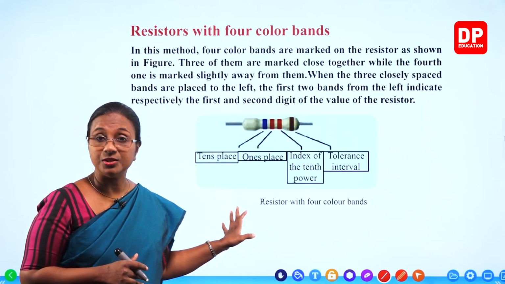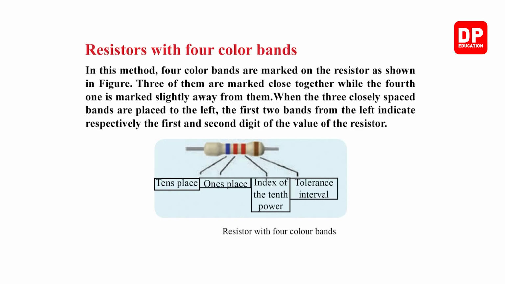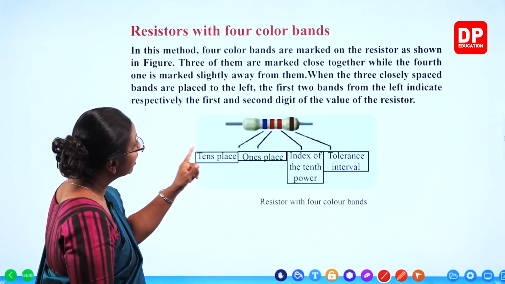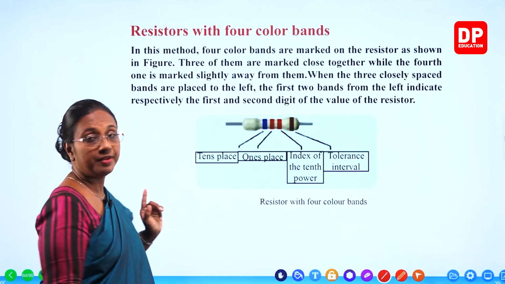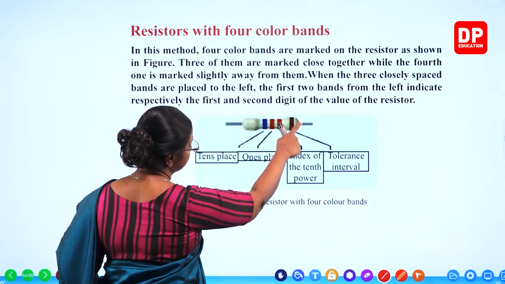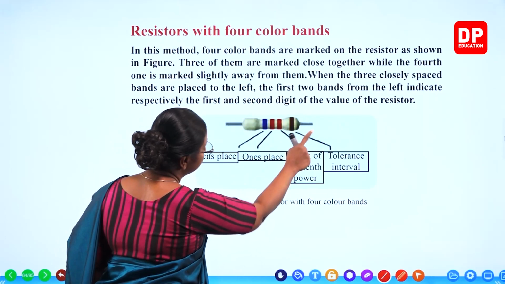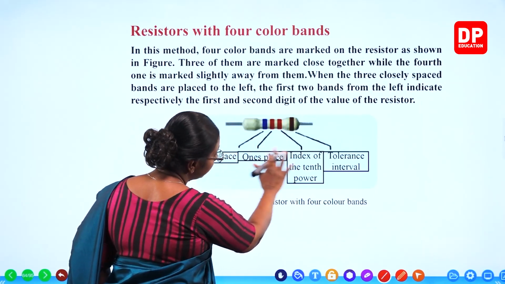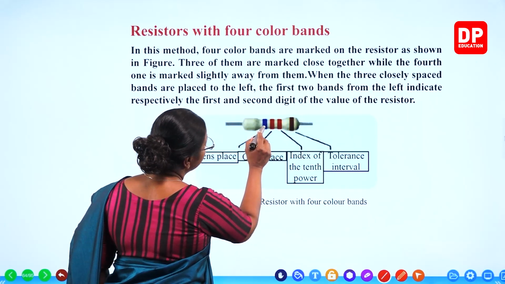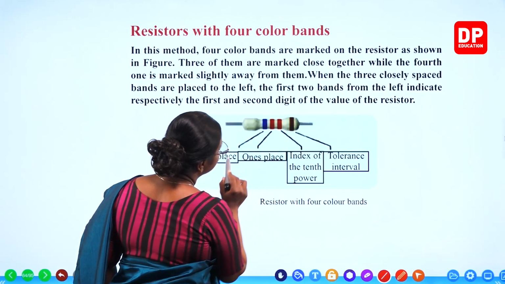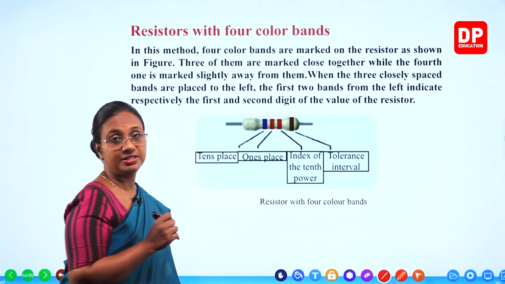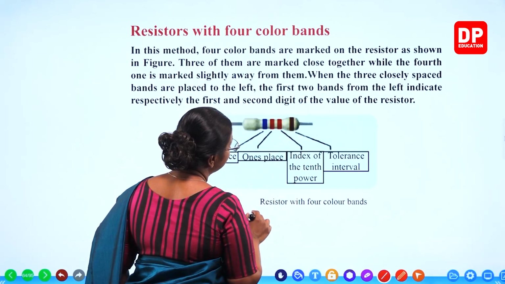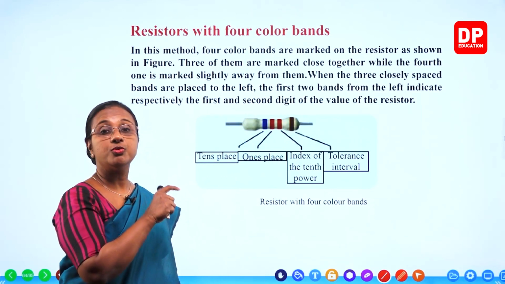So that is what we are going to discuss now. Resistors with 4 color bands. In this method, 4 color bands are marked on the resistor as shown in the figure. If you look at the figure, this is the resistor, and these are the 2 terminals. Then look at the 3 bands. Don't read this now, just look at the 3 bands. You can see a blue color band, then red color bands. They are all close to each other. The first 3 bands are close to each other, and this last band, a brown color band, is a little away from those 3 bands.